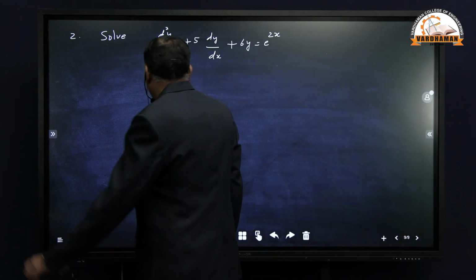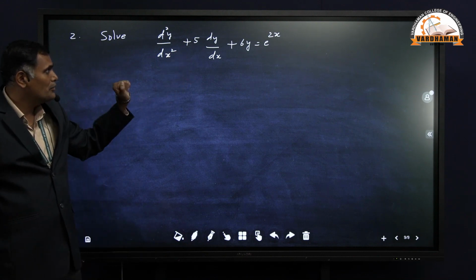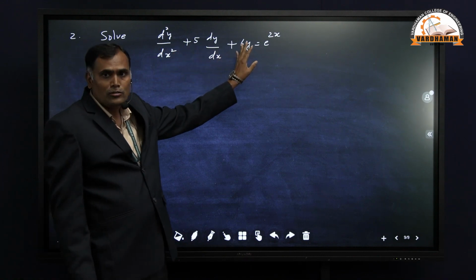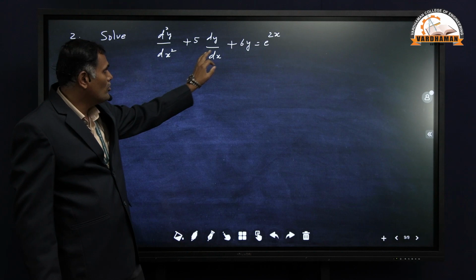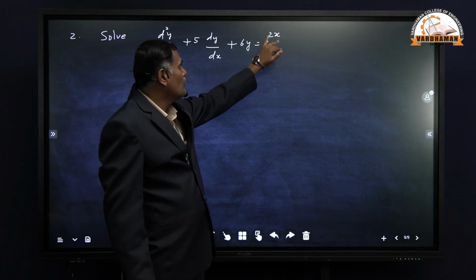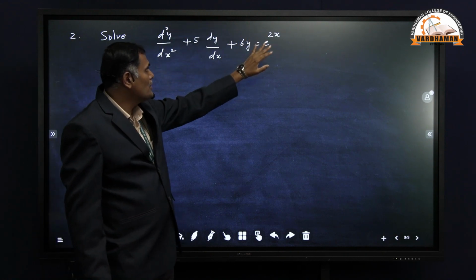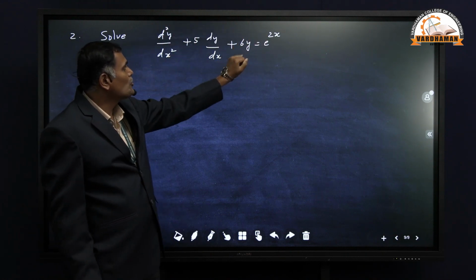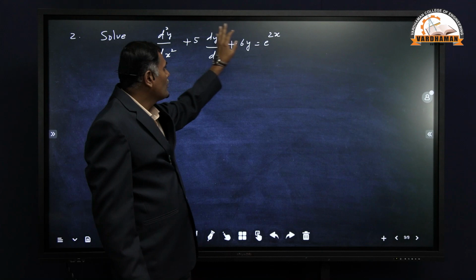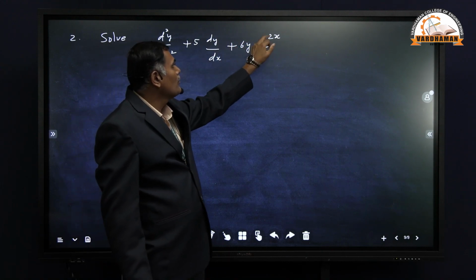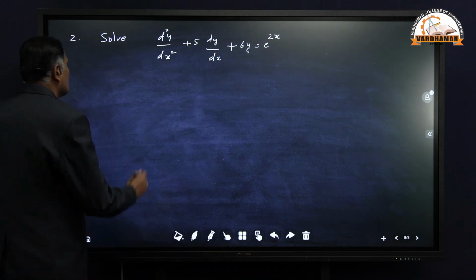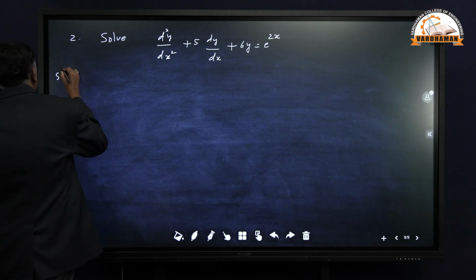Now clearly it is a linear DE with constant coefficients, and it is a non-homogeneous linear differential equation because the right hand part is a function of x, it is not equal to 0. So in this case first we will find the complementary function by taking the right hand part as 0, then we find the particular integral using method 2. Now let us discuss how to find the solution of this problem.